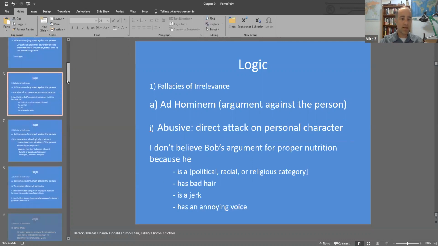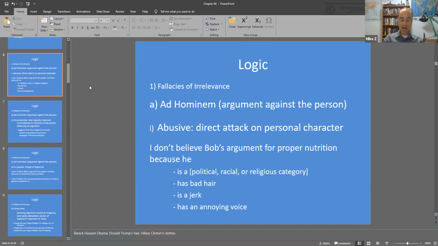The first one is the abusive ad hominem fallacy. This is picking out some personal characteristic or affiliation, something about them as a person, and thinking of that characteristic as somehow bad, whether it really is or not, and using that as a reason for rejecting their argument. So let's think about some guy, Bob, and maybe he's a nutritionist, and he's giving us really good reasons in favor of having a balanced diet, getting all the essential nutrients, and avoiding junk food.